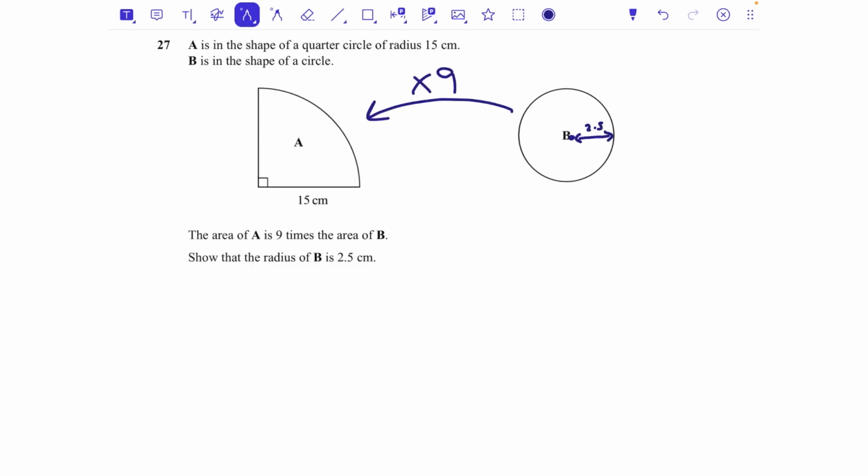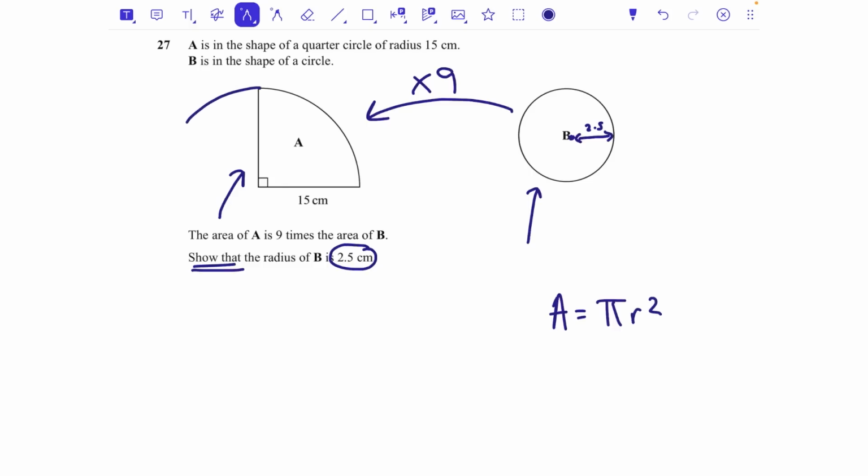Okay, so at the minute I don't have any information about this one. I know they've said show that the radius is 2.5, but in a show that question, you don't want to use this answer. You want to get that of your own accord. So we're going to start over here. I know that the area of a circle is pi r squared. So that's how we would work it out. It's also given to you in the formula sheet on the front of the paper. So pi times the radius squared.